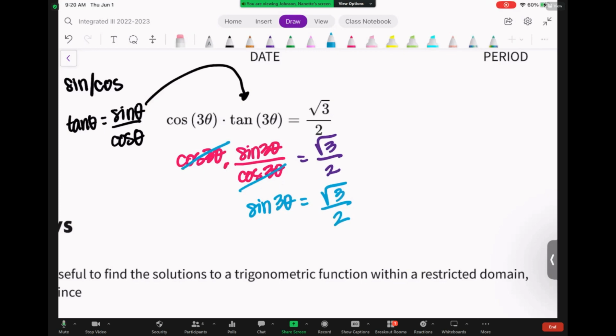At this point, if you're more comfortable with sine inverse, that's what you would do. I've been encouraging you all to draw out your picture, so here's where I would draw out my picture. Sine is opposite over hypotenuse, and sine is positive here. So this is root 3, this is 2. So I'm looking for 2.